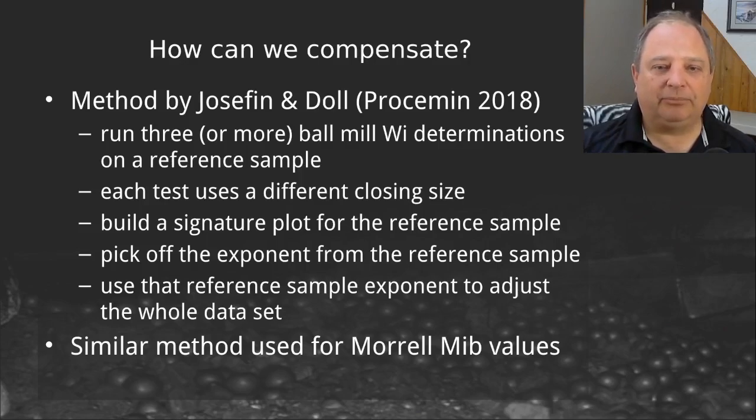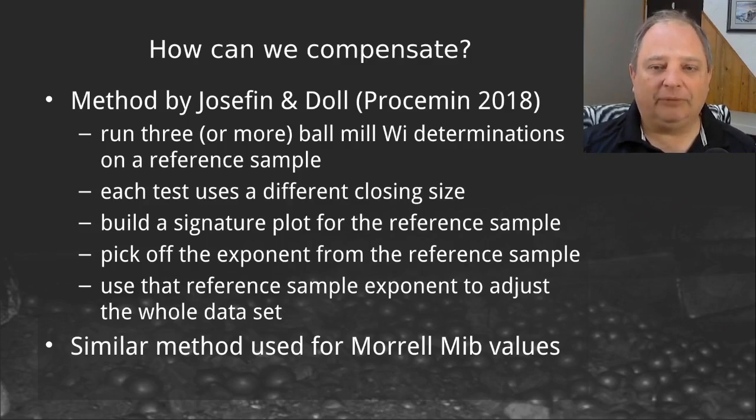So the method that we're going to use to provide this compensation, there's a paper by Josephine and myself published in Chile. It describes how you take 3 or more ball mill work index determinations on a reference sample. Each of the tests that you do on that reference sample is going to be done at a different closing size. And with that, you're going to build a signature plot for the reference sample. So yes, you can build signature plots for Bond ball mill work index data. Once we've done that signature plot, we're going to pick the exponent off of that signature plot and use that as the basis for adjusting all the other results in the data set to the new size basis.